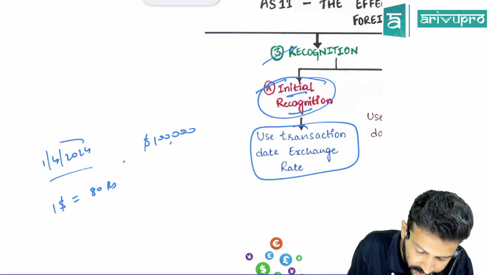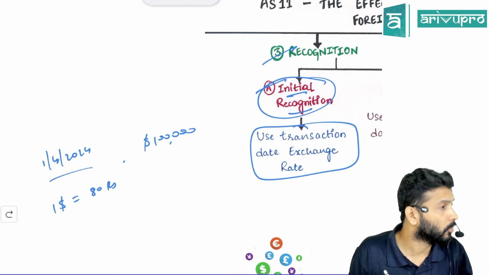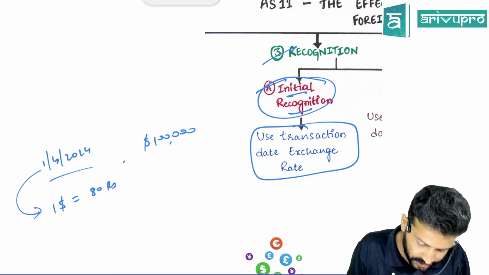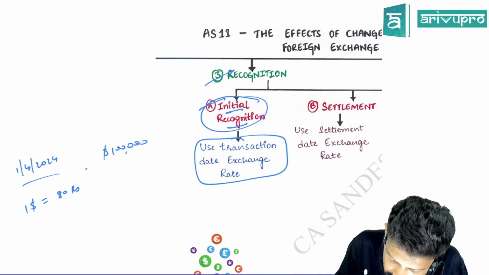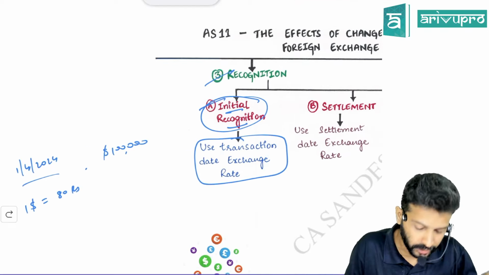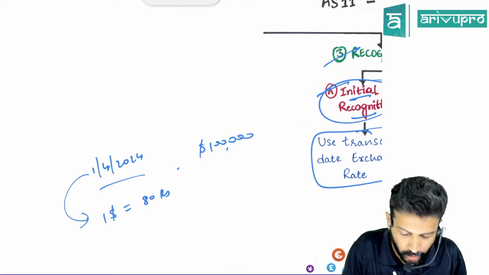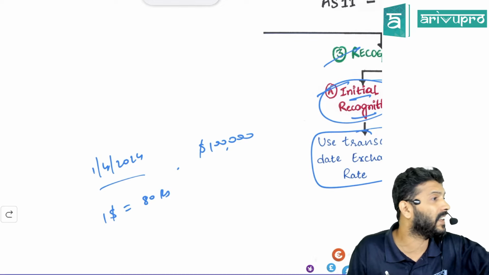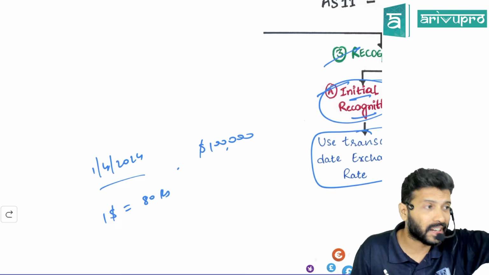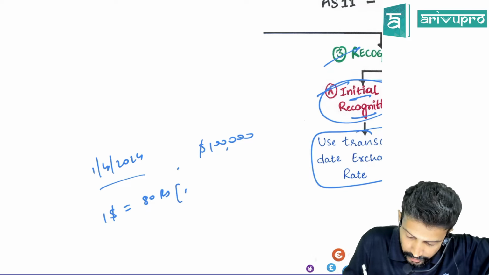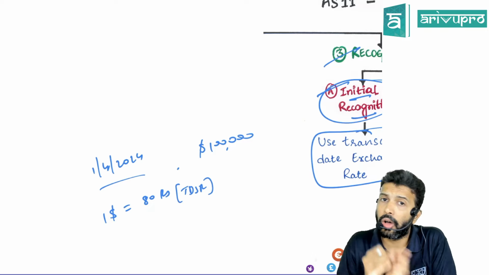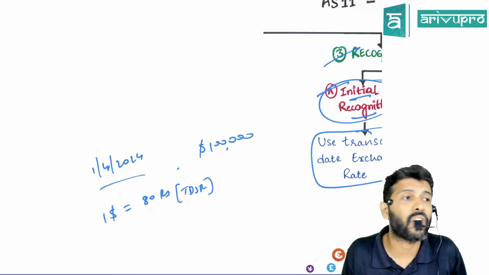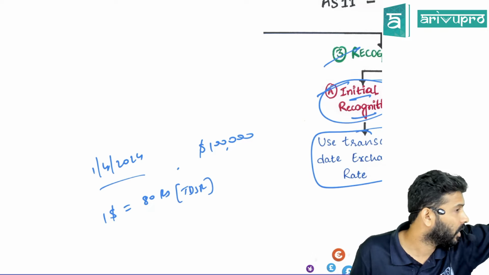What is the transaction date, sir? 1st April 2024. What is the exchange rate on this date? $1 is equal to 80 rupees. That we are calling the transaction date spot rate. On the date of transaction, whatever exchange rate was there, we call it TDSR, as in transaction date spot rate. Are we good? So all foreign currency transactions are initially recorded using the transaction date spot rate.